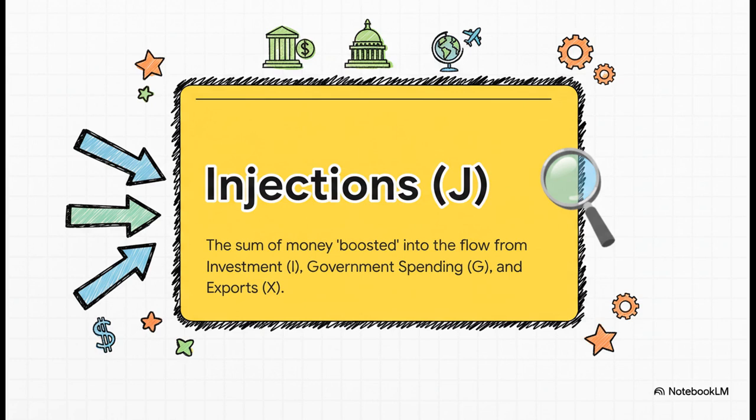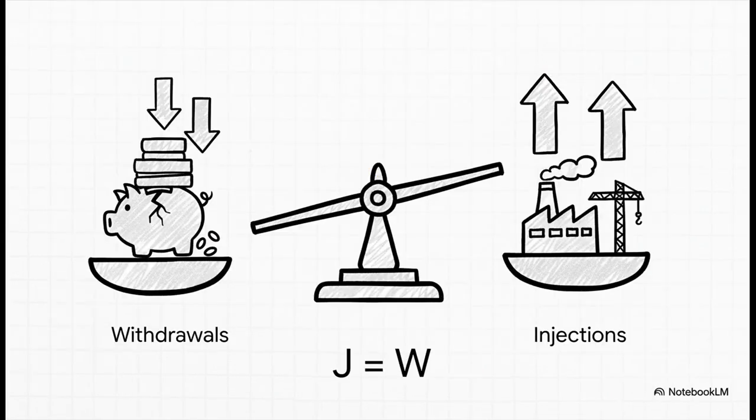Okay, so what about the boosts, the injections? Well, there are three main faucets here too. First, investment. A company builds a new factory or buys a bunch of new computers. That's a massive injection of spending. Second, government spending. The government builds a new hospital or a bridge. That's another big injection. And finally, exports. When another country buys stuff that we make, their money flows into our system. That's a huge boost.